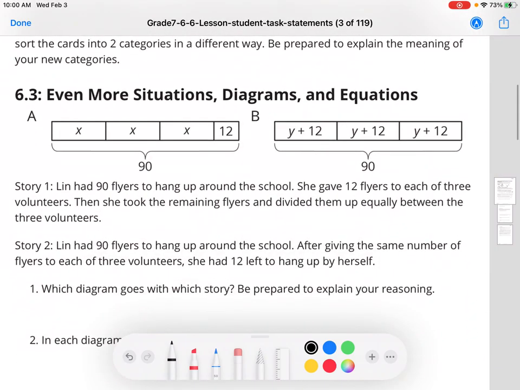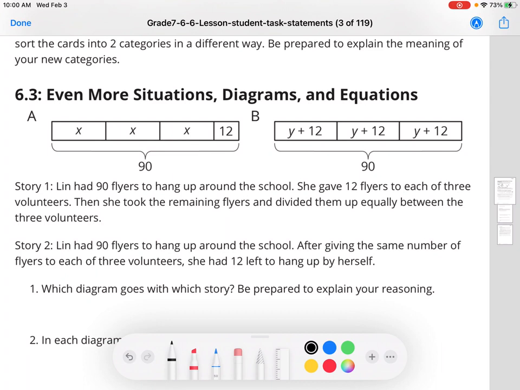Okay, look at 6.3. So we have 2 diagrams and 2 stories. On number 1, it wants to know which diagram goes with which story. So for story 1, it says Lynn had 90 flyers to hang up around the school. She gave 12 flyers to each of the 3 volunteers, and then she took the remaining flyers and divided them up equally among the 3 volunteers.